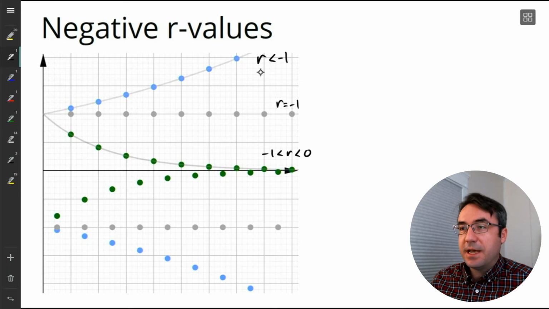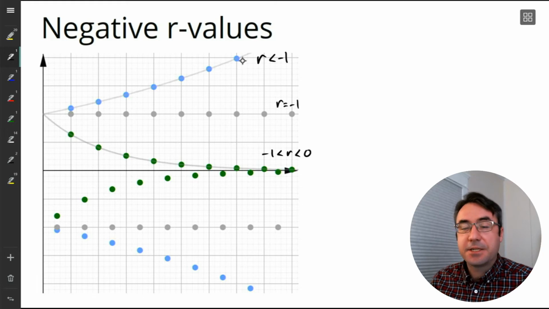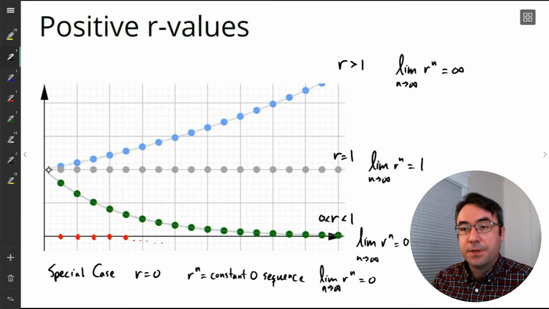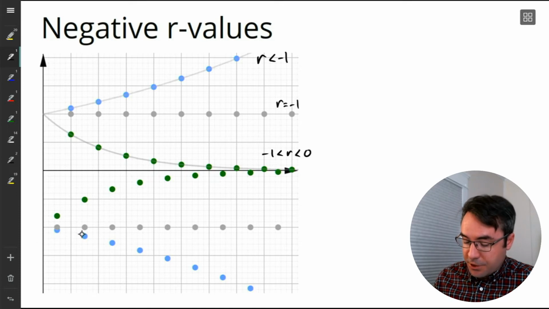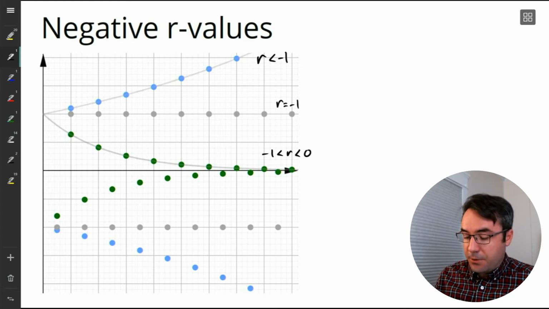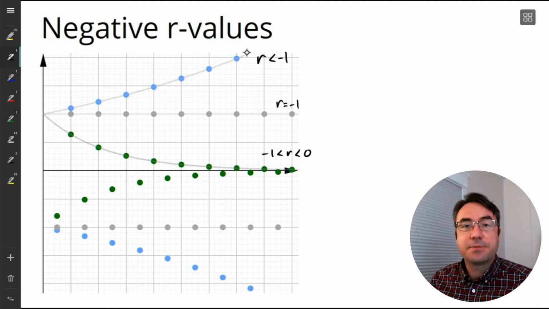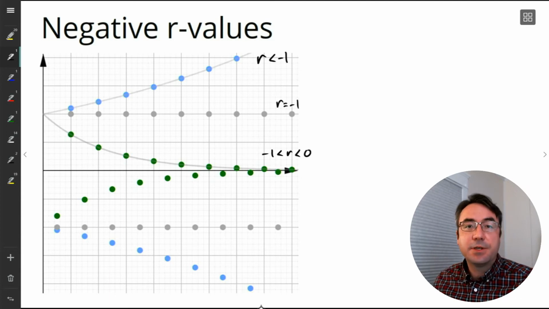First, when r is less than -1, the positive values all fall on that exponentially growing curve that we saw back here. But when we introduce the alternating part, we get these terms that are also exponentially growing, but they're growing negative. So they're getting larger and larger negative. Some of the terms of our sequence are exponentially growing positive. The other terms are exponentially growing negative.